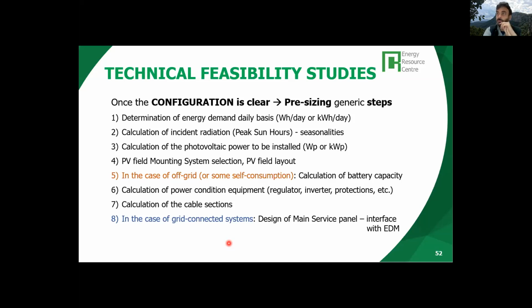properly dimensioned. And in the case of grid-connected systems, obviously we need to care about the interconnection and the interface with EDM, with the grid. Essentially, we need to look at the main service panel protections and where to install it, etc. So this is a generic list of steps we need to follow for the pricing.